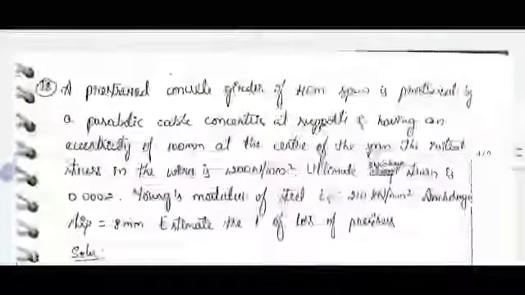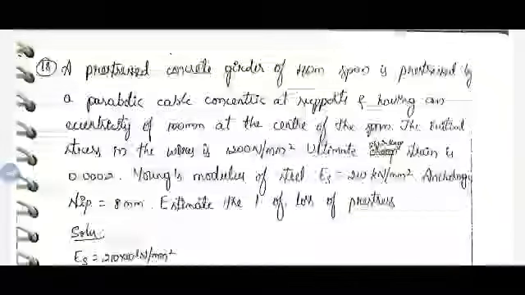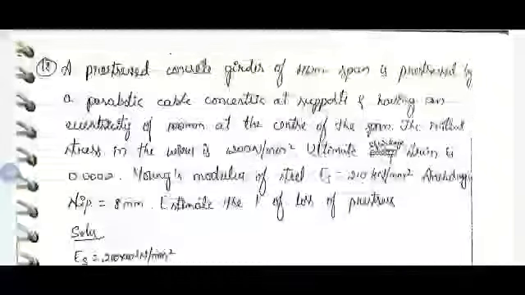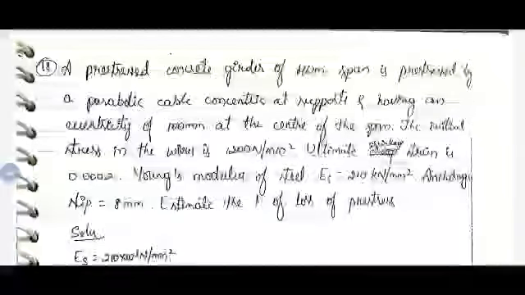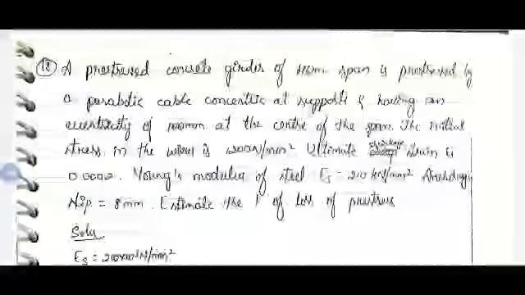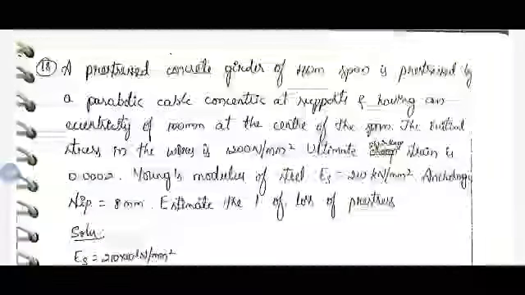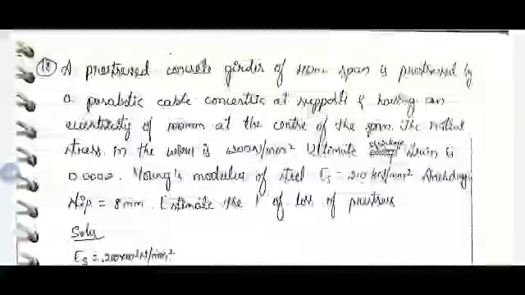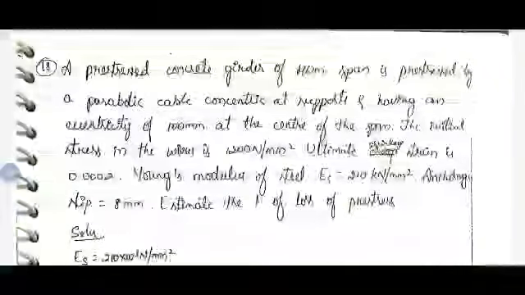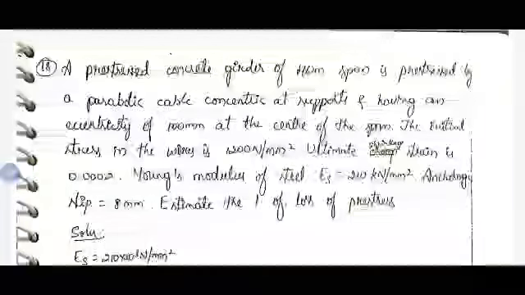Next problem: a pre-stressed concrete girder of 40 meter span is pre-stressed by a parabolic cable concentric at supports and having an eccentricity of 100 mm at the center of the span. The initial stress in the wires is 1200 Newton per mm square. Ultimate shrinkage strain is 0.0002. Young's modulus of steel is 210 kilonewton per mm square. Anchorage slip is 8 mm. Estimate the percentage loss of pre-stress.